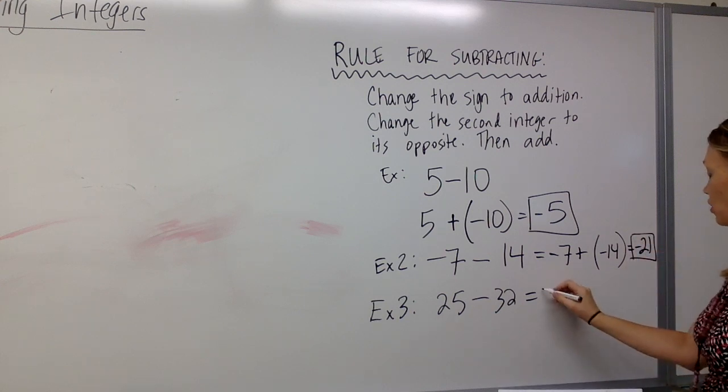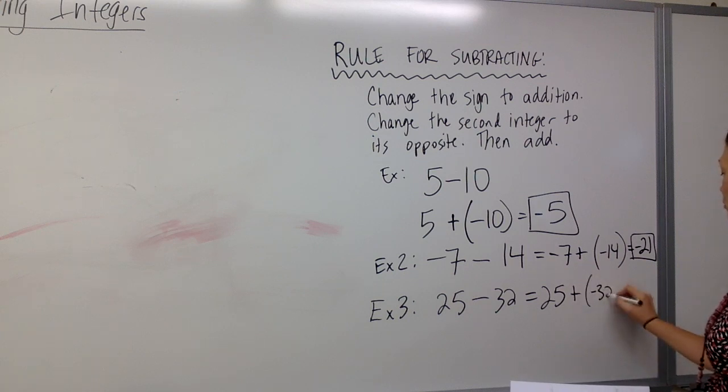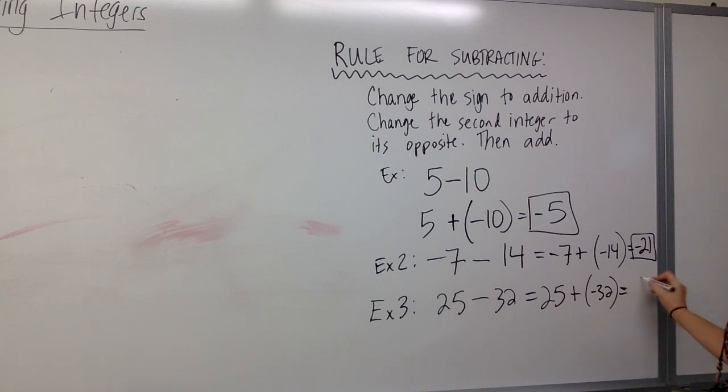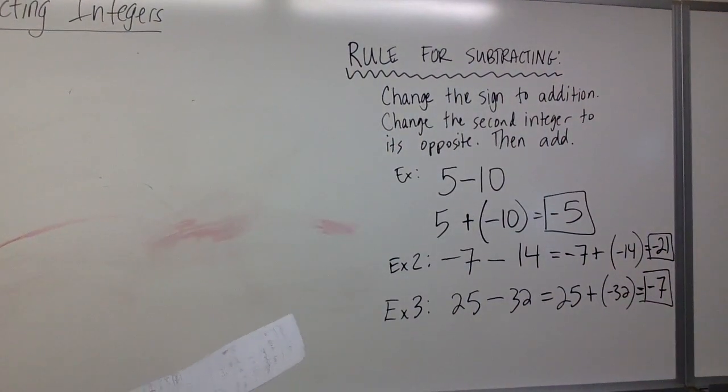All right, this next one, 25, will become plus negative 32. Find the difference of these, which is 7, and take the sign of the larger absolute value. Okay, negative 21 and negative 7. Okay, fantastic. That's all well and good.